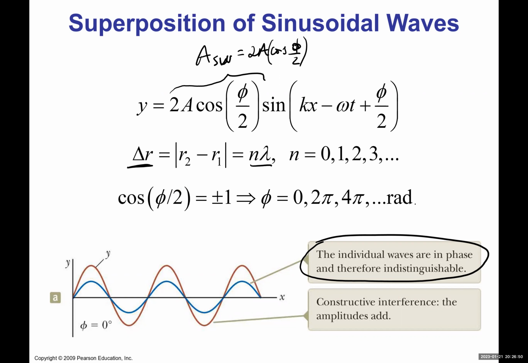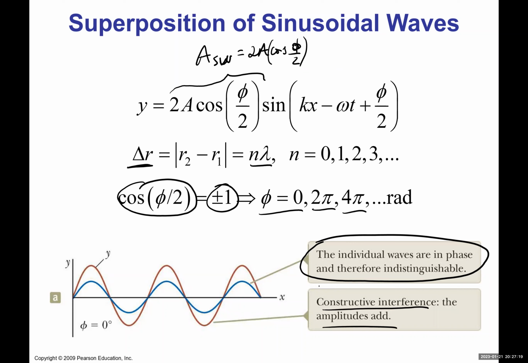So when cosine phi over 2 as a term equals 1 or -1, then you technically get maximum amplitude for the superposition wave. That means it's equal to 2a. That means when cosine of phi over 2 is equal to plus or minus 1, then you get constructive interference and amplitudes add. Well, for that to happen, the phase constant phi has to be 0, 2 pi, 4 pi, and so on and so on radians.